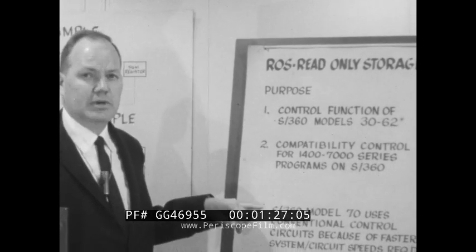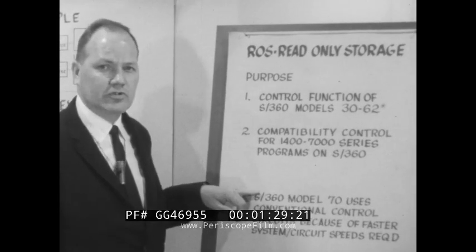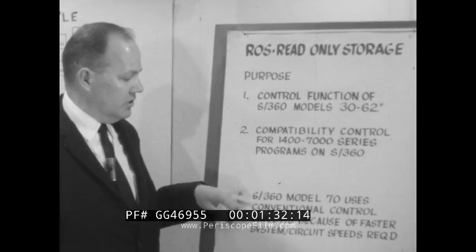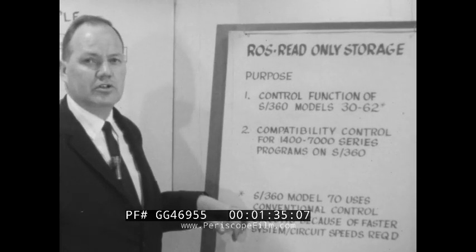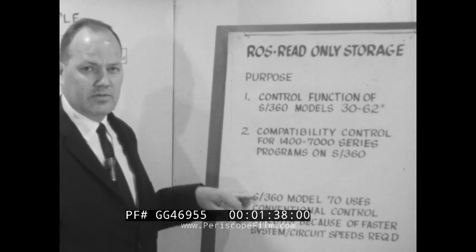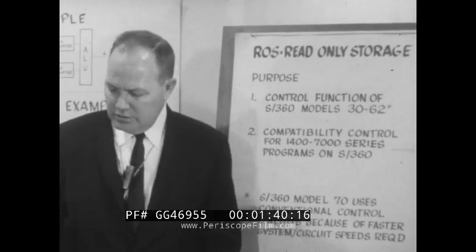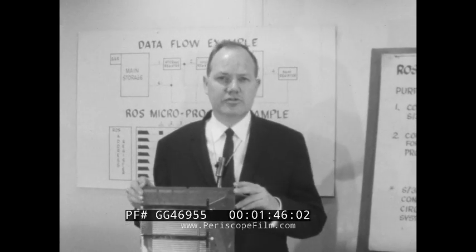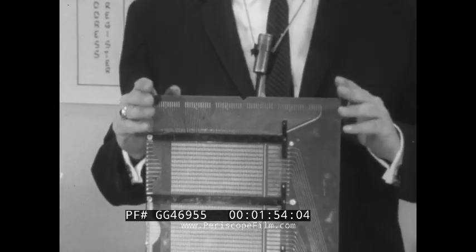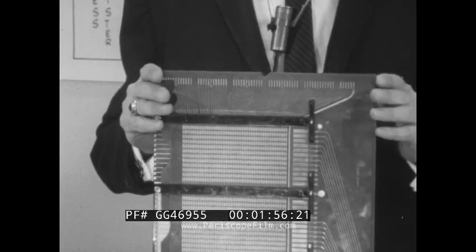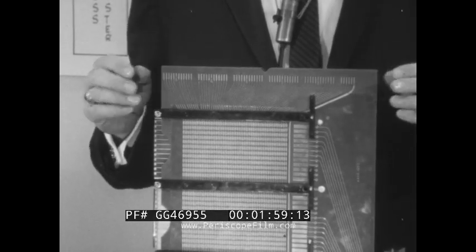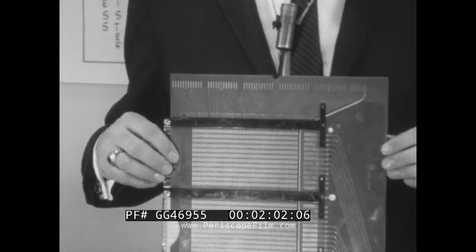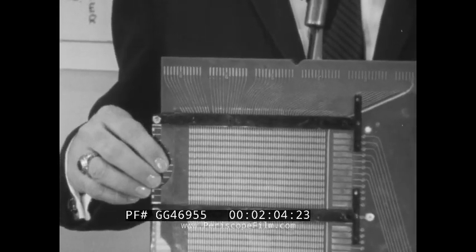I think you should note that the Model 70 uses conventional circuits for the control of its central processor unit and associated equipment due to the speeds involved at that level of machine. Now, by way of illustration, we will use an example of the read-only storage that we find in the Model 30. And in this, I simply want to say that the read-only storage replaces all types of tubes, wiring, resistors, capacitors, etc., and puts in a non-write, non-destructive read-only memory.